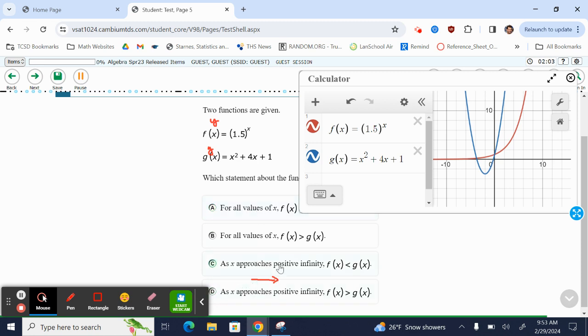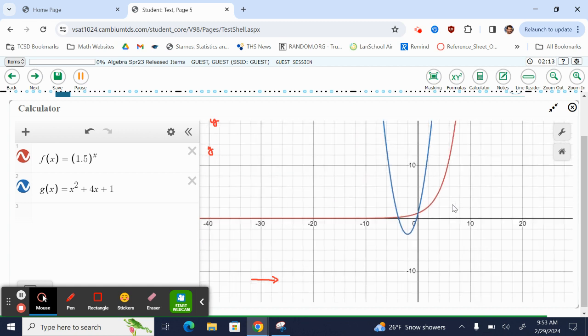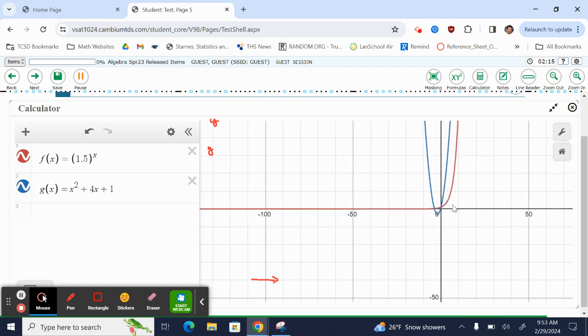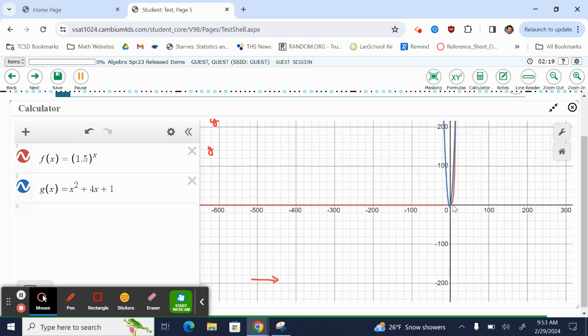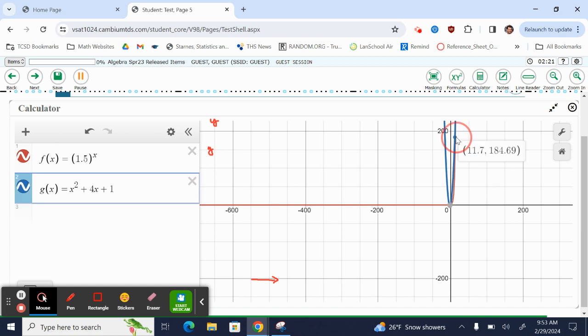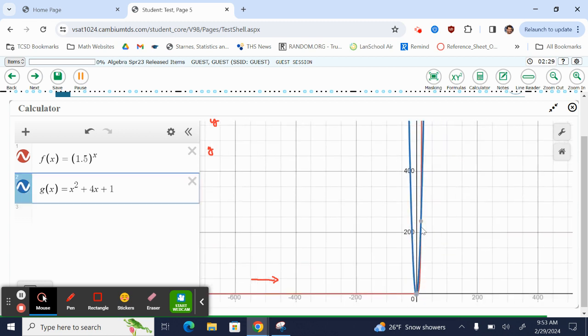So as x approaches positive infinity, we want to know which has the higher y values. So right now it looks like blue, but as you zoom out, notice that the blue and the red are approaching each other, and eventually, right here, the blue, let me see if it shows the dot. I'm looking for the dot, right? There you go. The blue and the red intersect.